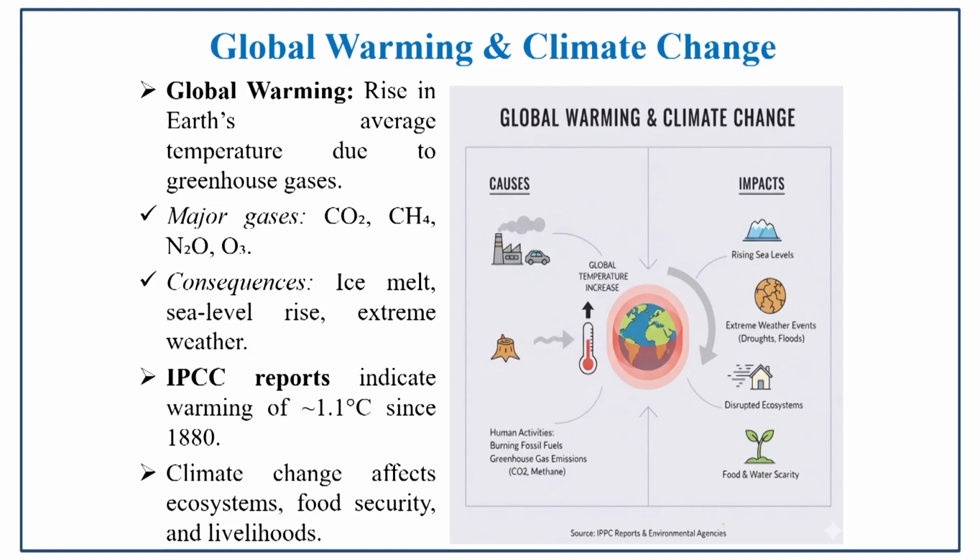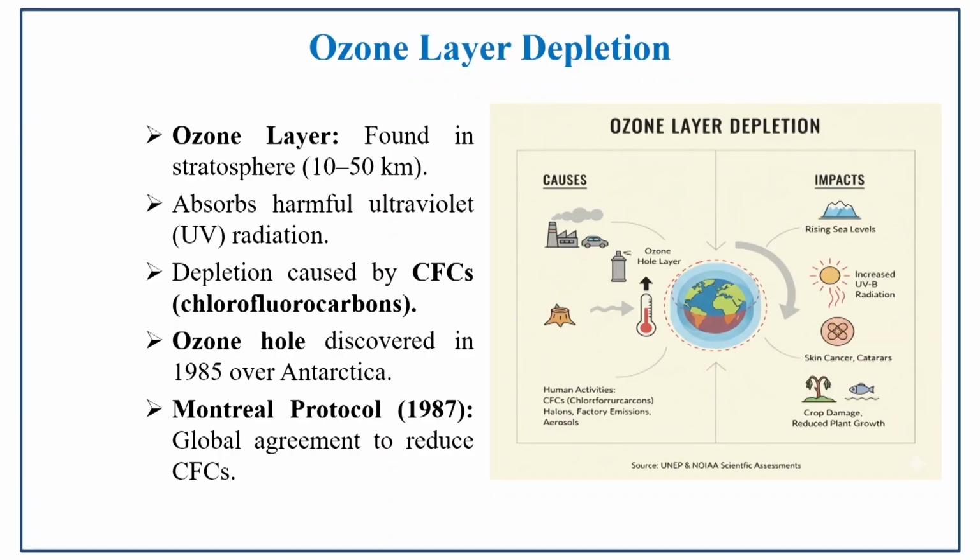Global warming and climatology: global warming is one of the triggering factors nowadays that is studied with the help of climatology. Ozone layer depletion: the ozone layer is found in the stratosphere, at 10 to 50 kilometers, and absorbs harmful ultraviolet radiation, where CFC is the most important cause of depletion. This has been monitored and managed with the help of climatology, and the Montreal Protocol in 1987, a global agreement to reduce CFCs, was formed.